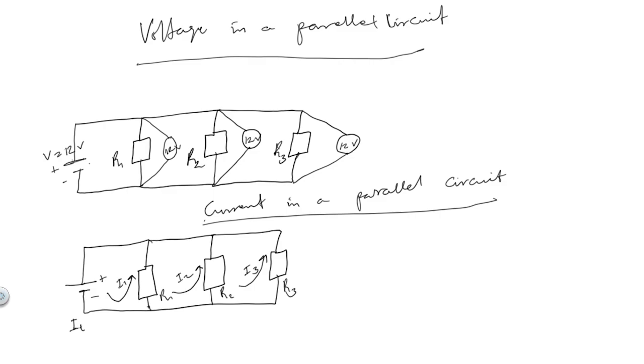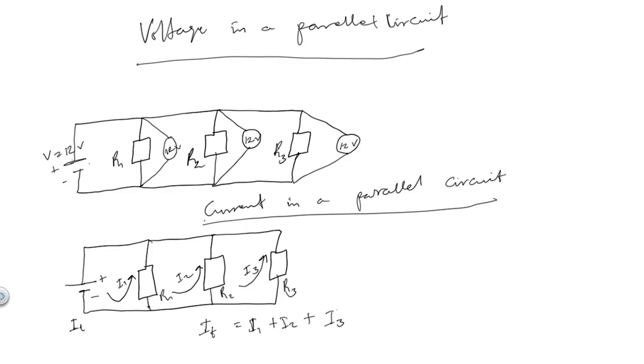So the total current in a parallel circuit is equal to the sum of currents in each branch. Let me repeat myself again. The total current in a parallel circuit is equal to the sum of current in each branch. So this means that IT is equal to I1 plus I2 plus I3. That will be the sum of the total current flowing in the circuit.